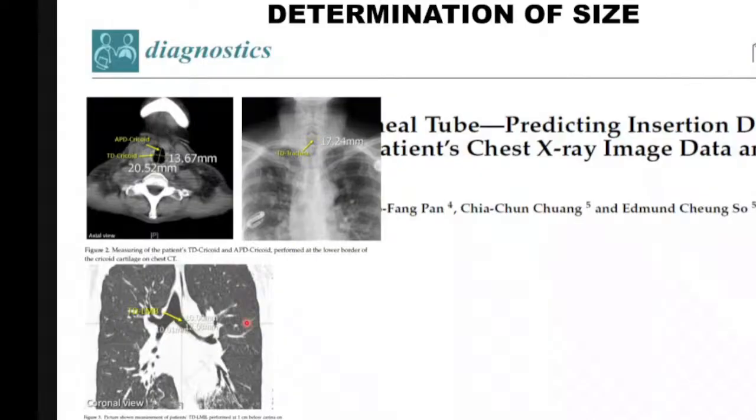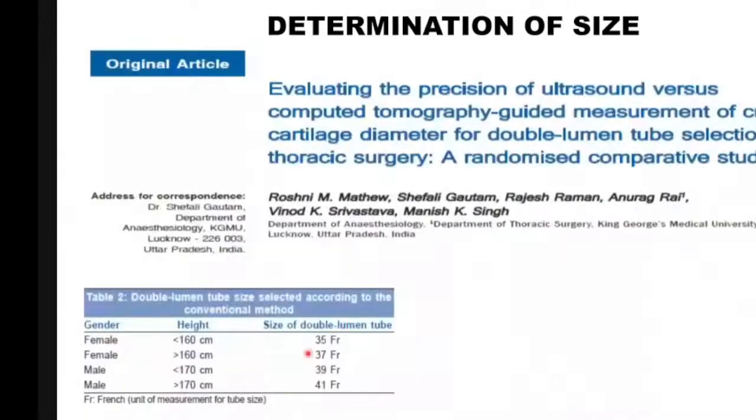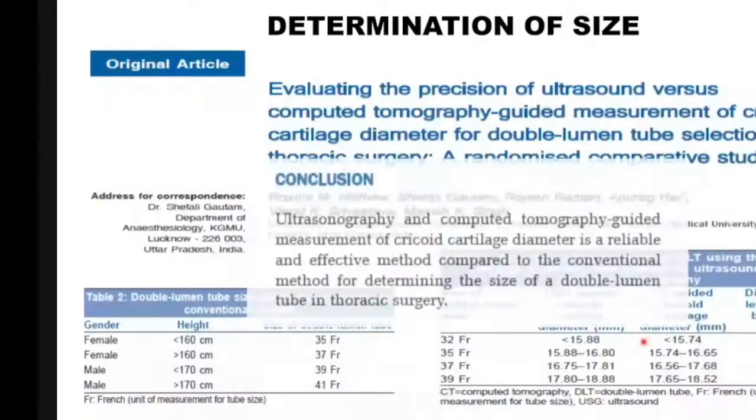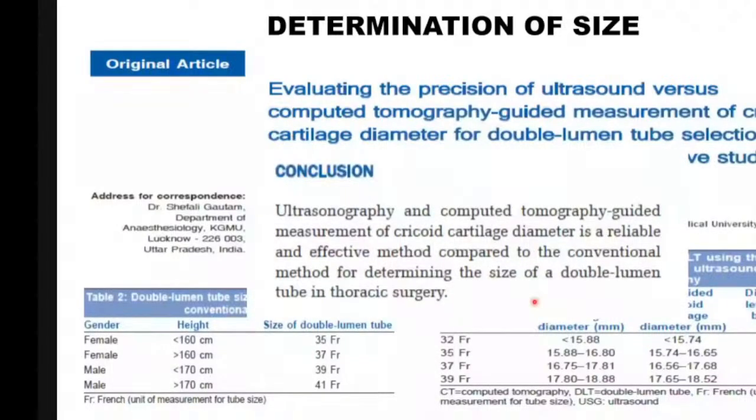we use the DLT along the height of the patient, along with the gender of the patient. But they compared it with the ultrasound guided cricoid diameter and CT guided cricoid. They concluded ultrasonography and computed tomography guided measurement of cricoid cartilage diameter is an effective method compared to the conventional. Confusion increases. What to do?